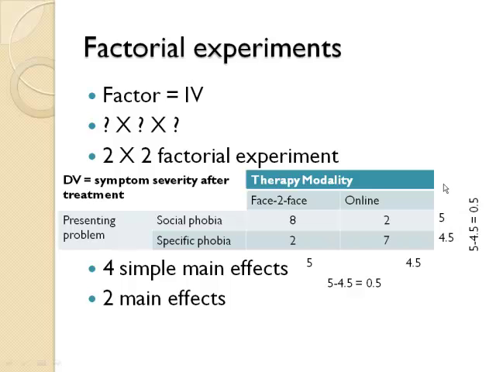So what are those numbers? What are those main effects? Right? So whenever I average 8 plus 2 divided by 2, I'm averaging across therapy modality. So basically I'm saying, what was the outcome like for people with social phobia?